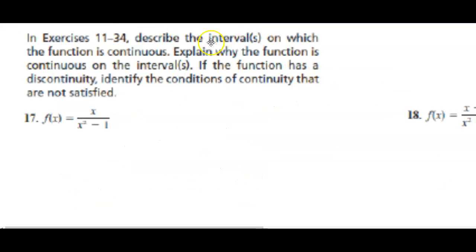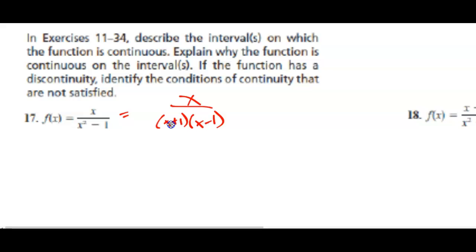Alright, for this problem, describe the intervals on which the function is continuous. Explain why the function is continuous on the intervals. If the function has a discontinuity, identify the conditions of the continuity that are not satisfied. So for this first one right here, what we first need to do is factor. So x over x plus 1, x minus 1.